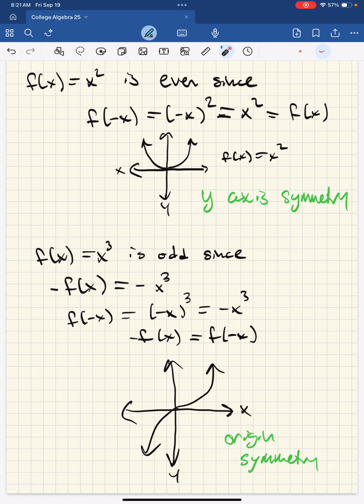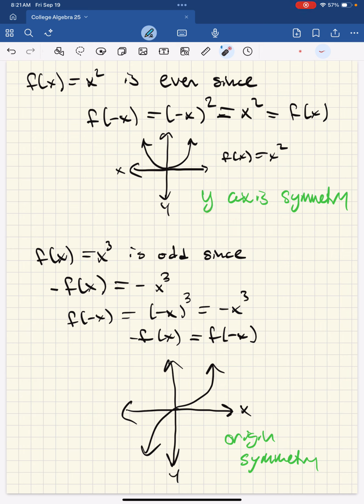So let's take a look at f of x equals x squared and show why it is known as an even function. If we compute f of negative x, we end up with x squared, which matches the original. So f of x equals f of negative x. That makes x squared even. And then on the graph, if we fold vertically, the graph is on top of itself, and that's known as y-axis symmetry.